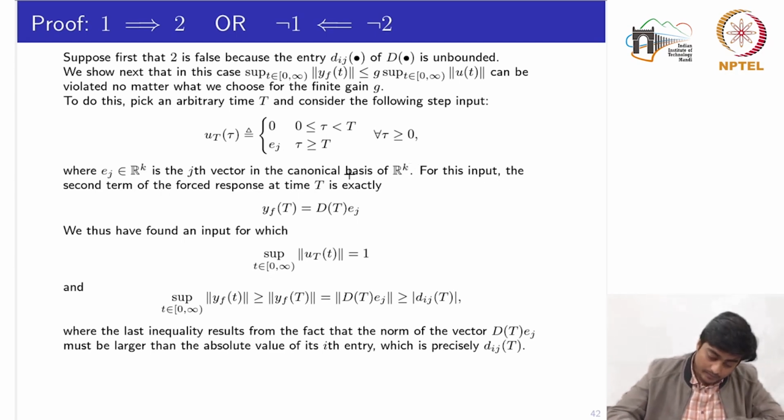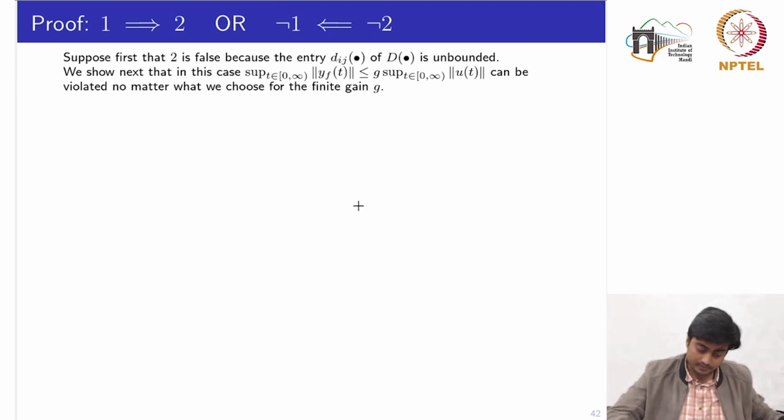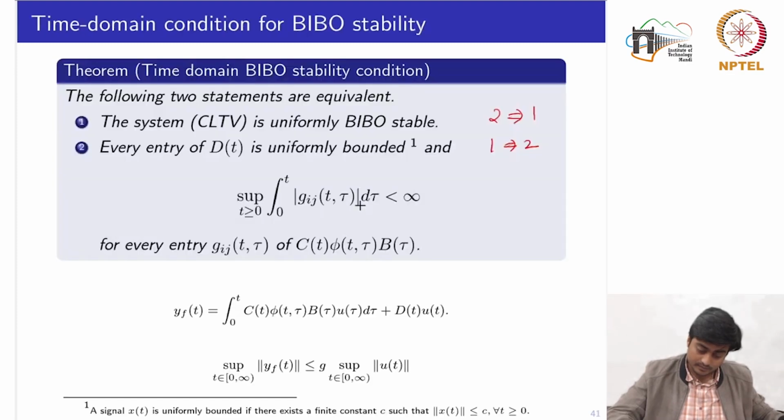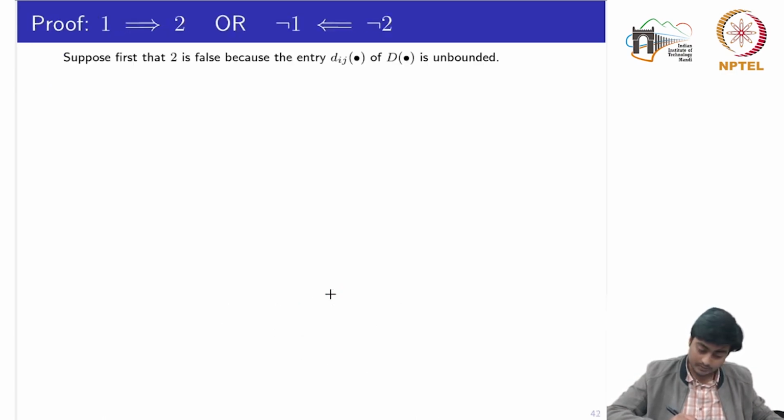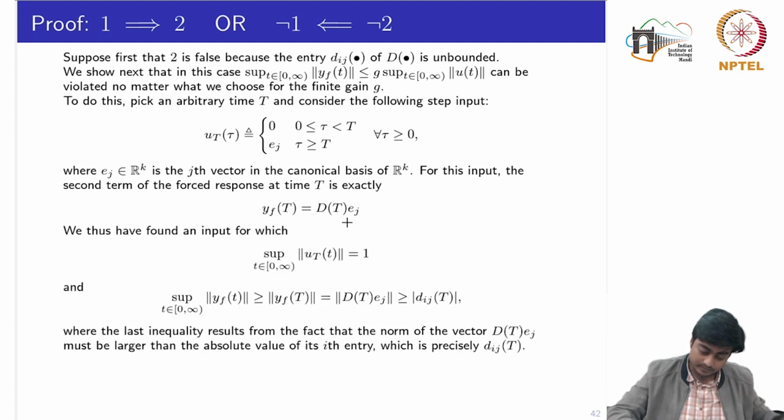So for this input, the second term of the force response at time T is exactly given by y(T) equals D(T) times e_j. Because we know before time T the input is 0. Now at time T, only this part would remain. This part would go to 0 at time T only. So this is what is said, that the force response at time T is exactly given by this equation.